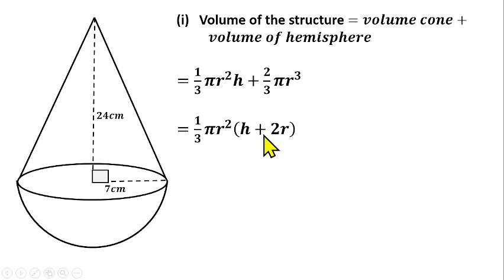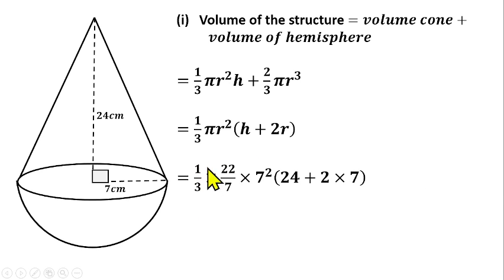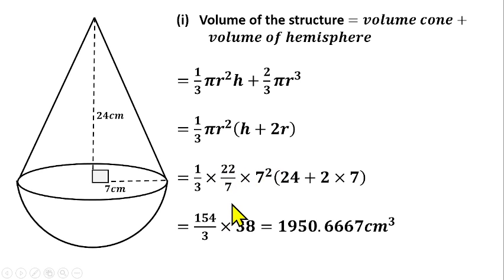I hope you understand how we got this. We have 1/3 here and 1/3 here as well. If you bring that out, you are left with 2 here, h here, and r here as well. Now we can substitute the values. Substituting correctly, you have 1/3 times pi, which is 22/7, times radius 7 squared, into the height of the cone, which is 24, plus 2 times the radius, which is 7. We take care of a 7 here, and we are left with 7. So you have 7 times 22, which gives us 154.